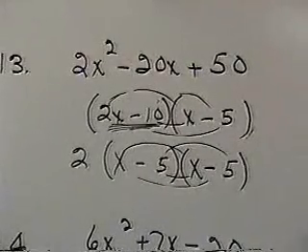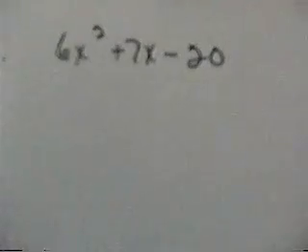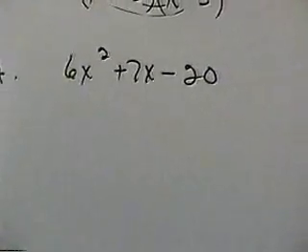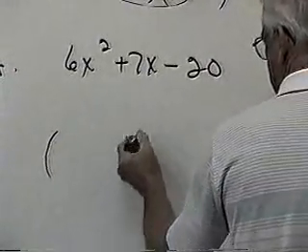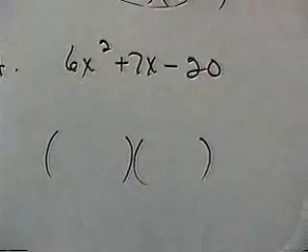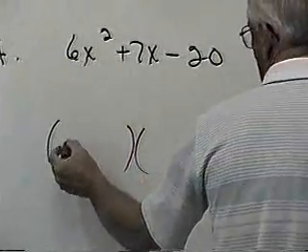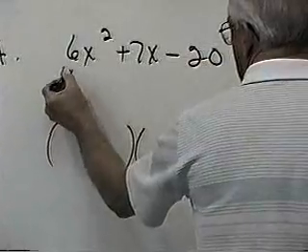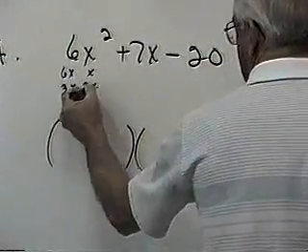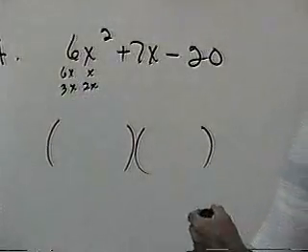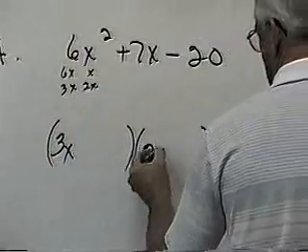All right, so here we go to the next one, number 14. Now we're getting into some complicated ones. Same rules, though, and that is trial and error. All right? So, what are the factors of 6x squared? Well, hey, we have a lot of choices here. We can use either 6x and x, or we can use 3x and 2x. So which one do we want to try? Well, we'll try 3x and 2x.